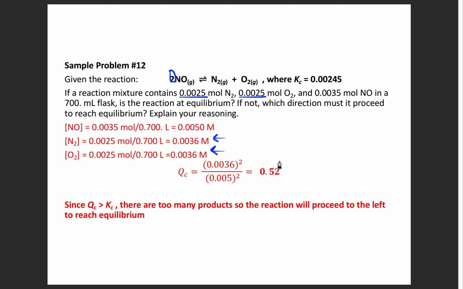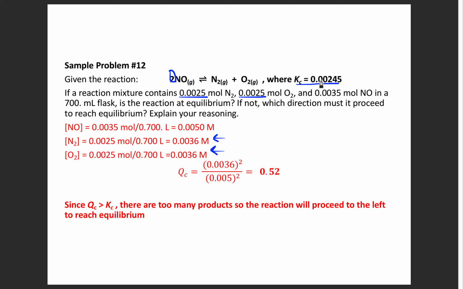In any case, this is your setup. Plug it into the calculator, get your answer. Here is your answer for Q. But that's not what they're asking for in the question. What they're asking is whether or not we are at equilibrium. So you have to compare Q with the known value of K, which they gave us up here. Look at the difference: Q is greater than K. Think about that for a moment.